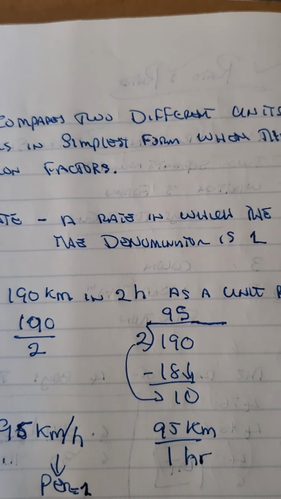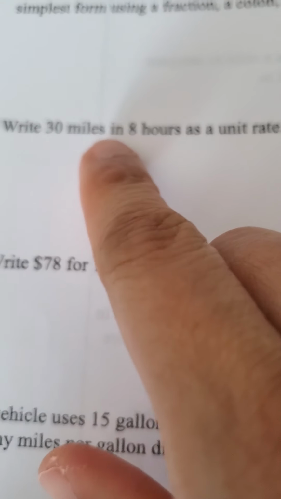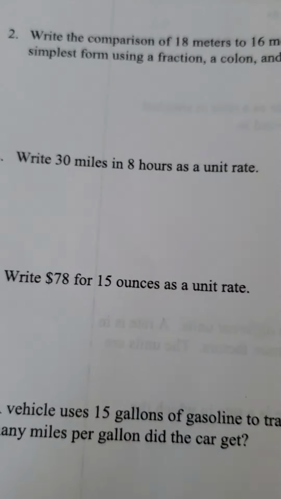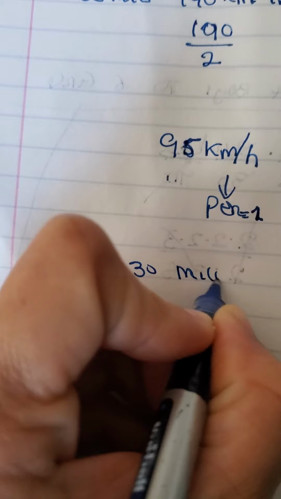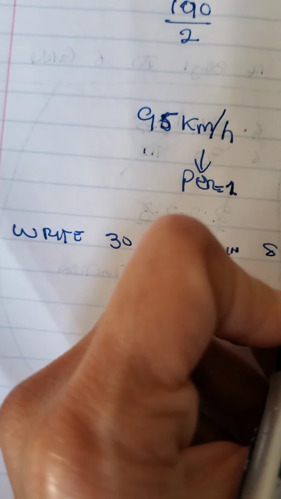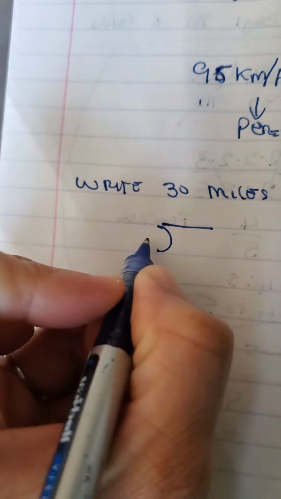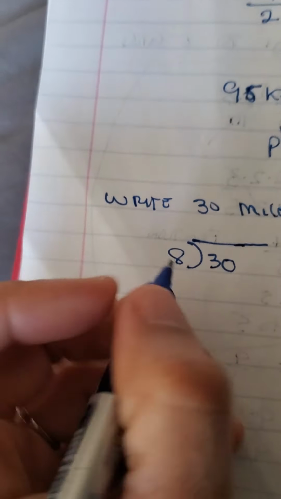Let's see if we could find another example of a unit rate. Here we go. Here they're asking to write 30 miles in 8 hours as a unit rate. You see, they're two different units, miles and hours. So let's see what that looks like. We set it up as a fraction: 30 miles in 8 hours. So let's see how much it is in 1 hour. So we're going to do our division. We're trying to make sure that our denominator gets to 1.